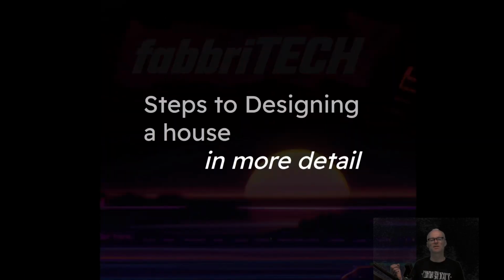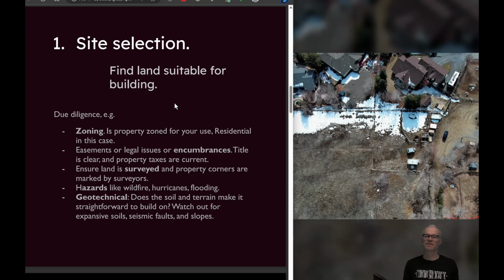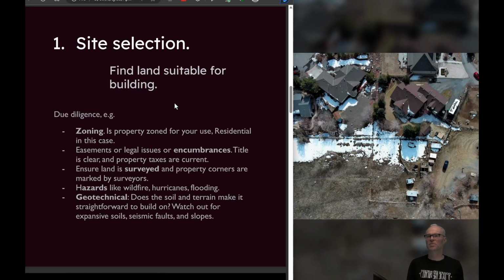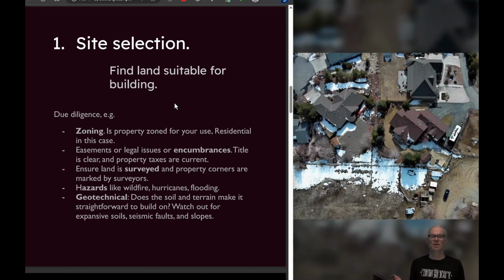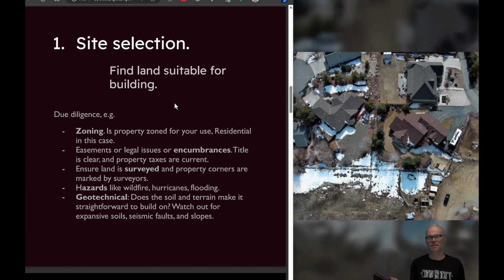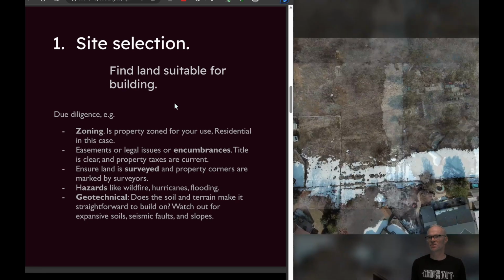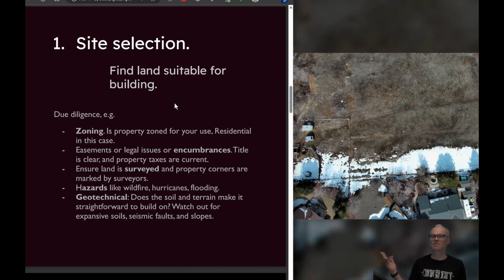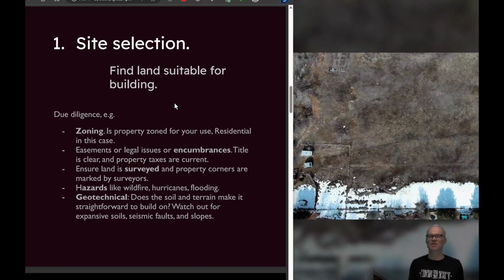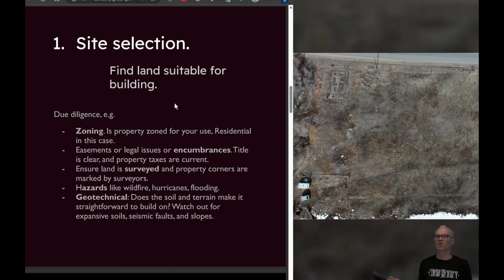Now let's go through each of the five steps of designing a house in a little bit more detail. First step is site selection. At a very high level, you just need to find some land that's suitable for building. You need to do your due diligence before buying a piece of land. Some of the things that you need to look at are zoning. In my case, it's residential. You need to know if there's any easement or legal issues or encumbrance on the property. You need to make sure that the title's clear and that the property taxes are current.